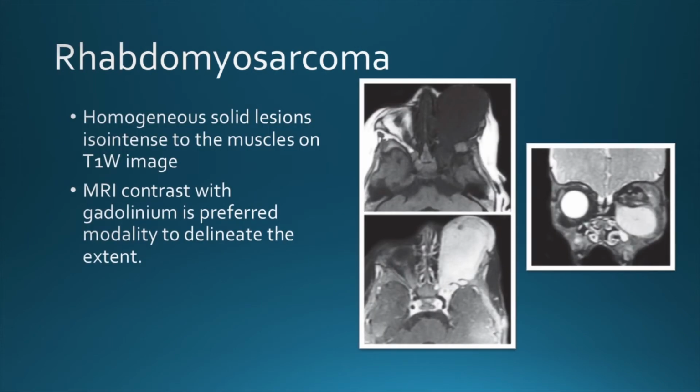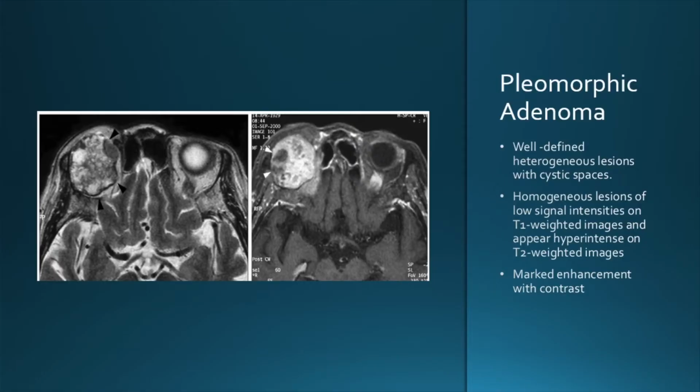In rhabdomyosarcoma, it will show a homogeneous solid lesion on T1 weighted image, as muscles are dark in the T1 weighted image. Post contrast, as muscle enhances, the whole lesion will show enhancement. So gadolinium enhancement is the best diagnostic modality for rhabdomyosarcomas and to evaluate the extent of the rhabdomyosarcomas.